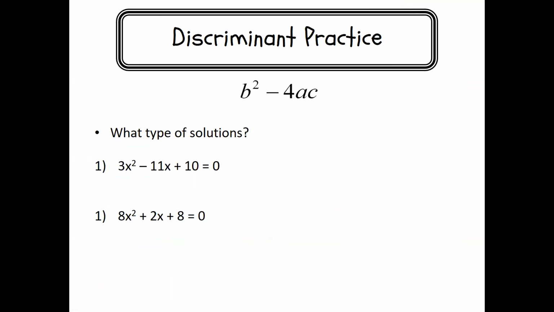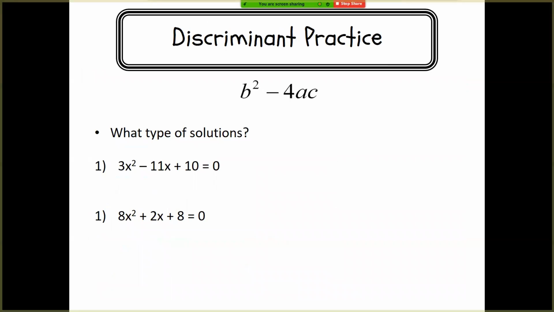So for some of your practice problems today, I'm going to give you an equation and I'm just going to ask you, what are the types of your solutions? You don't have to find the solutions. You just have to tell me if you have 1 real, 2 real, or 2 imaginaries. So to do that, all you've got to do is compute b squared minus 4ac. So a is 3, b is -11, and c is 10.